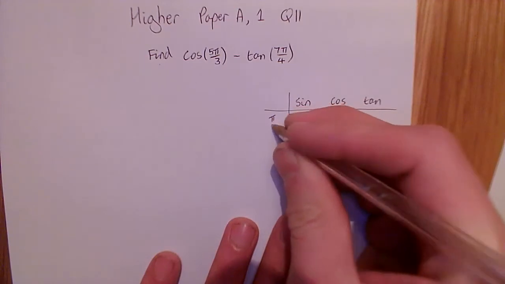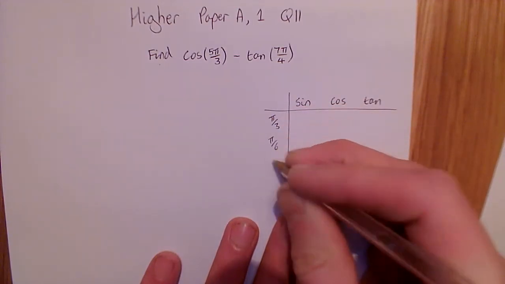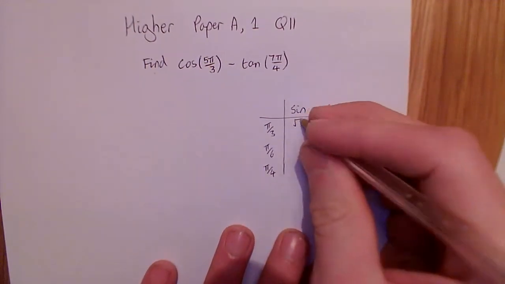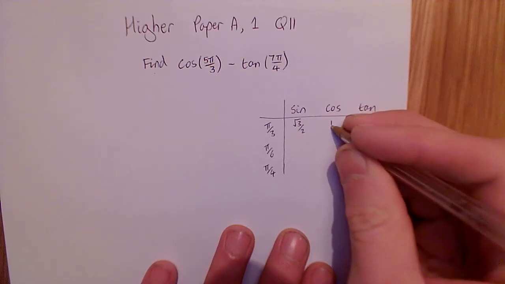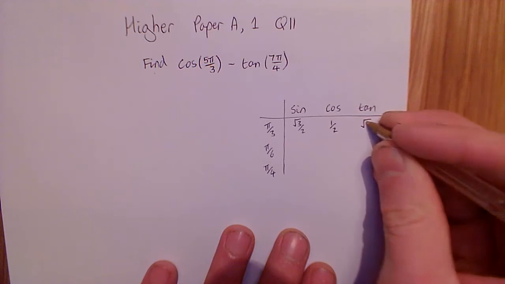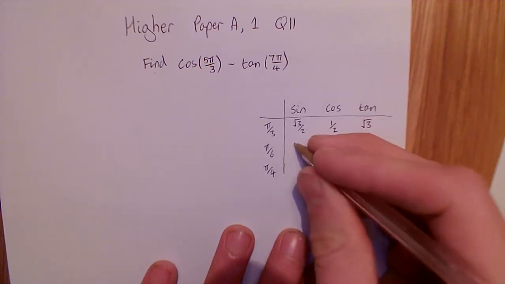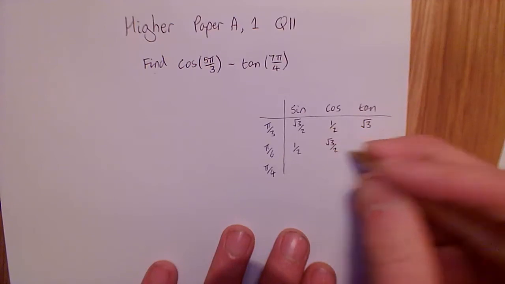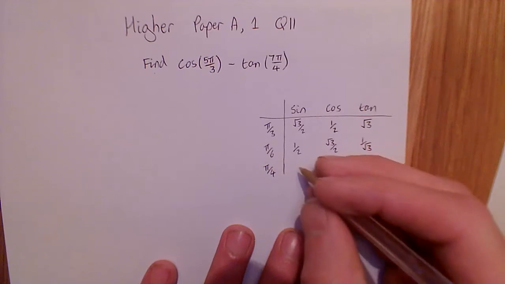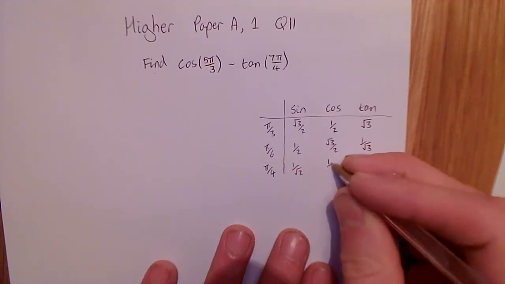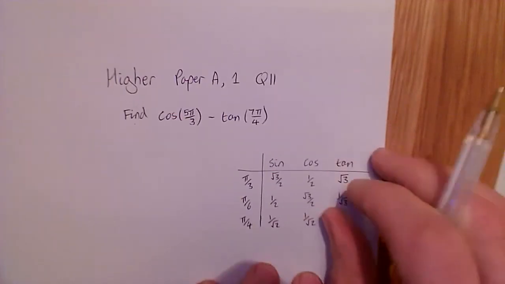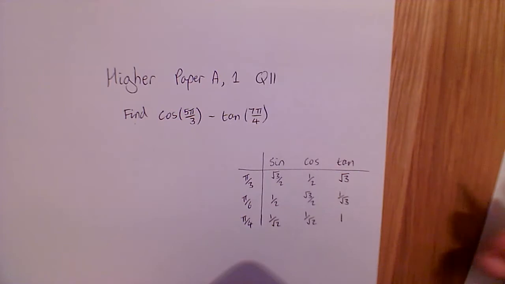That table of exact values includes pi on 3, pi on 6, and pi on 4. Sine of pi on 3 is root 3 on 2. Cos of pi on 3 is a half. Tan of pi over 3 is root 3. For pi on 6, we have a half, root 3 on 2, and 1 over root 3. And finally, for pi on 4, we have 1 over root 2, 1 over root 2, and 1. Now, if you ever forget these, you can draw the triangles, you can go back to your notes, find them, but you do need to know this table.